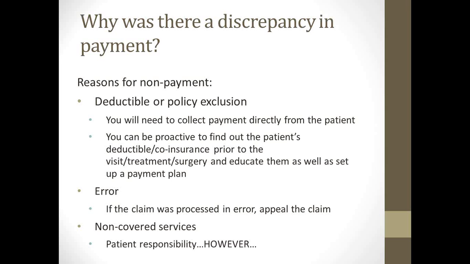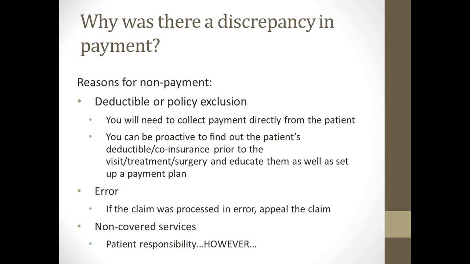So when they see these on the EOB, it is a good idea for your staff members to contact the patient and counsel them on this. Some patients really don't understand the deductible or their coinsurance or their out-of-pocket max, so staff members really should be savvy in versing this to patients. Looking for errors on the EOB as well: if the claim was processed in error, then they should be appealing the claim.